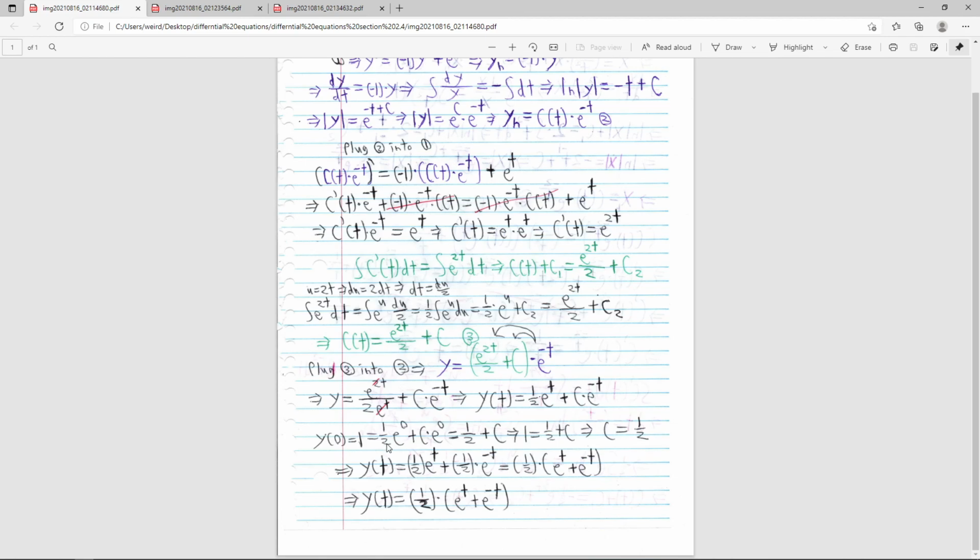y of 0 equals 1. Go through all that. You solve basically for the initial value here. And we end up with just 1 equals 1/2 plus c. So c equals 1/2 because that's 1 minus 1/2. So simplifying down, we can actually simplify more. So it's 1/2 e to the t plus 1/2 times e to the negative t. That can be further simplified to just 1/2 times (e to the t plus e to the negative t), and that's how I'll leave it. The solution.